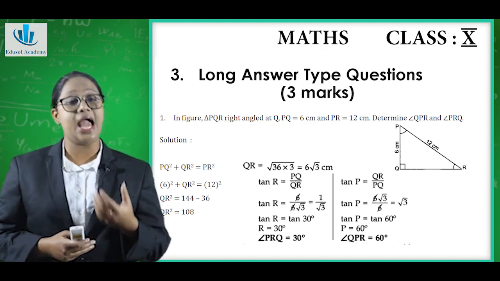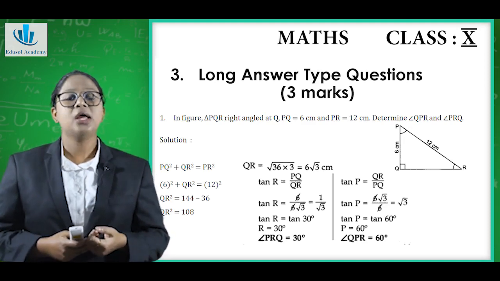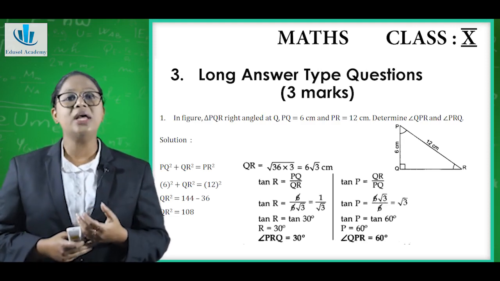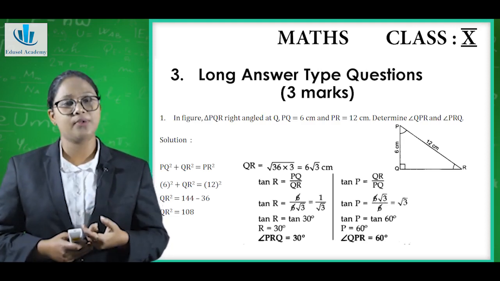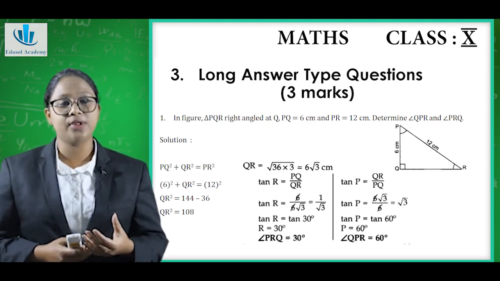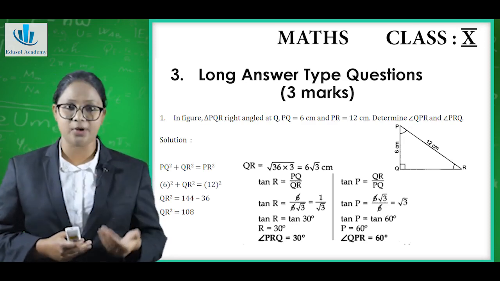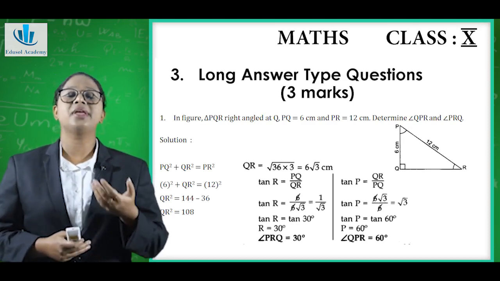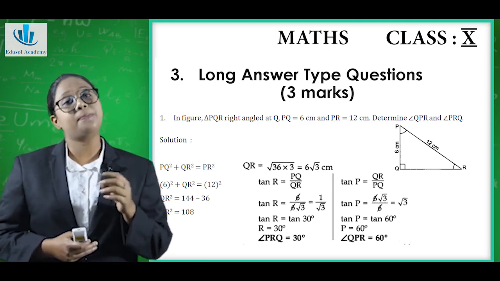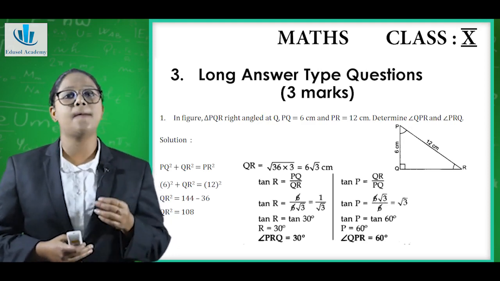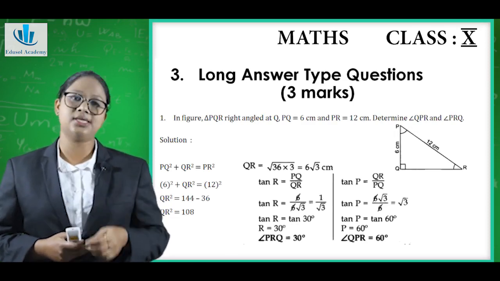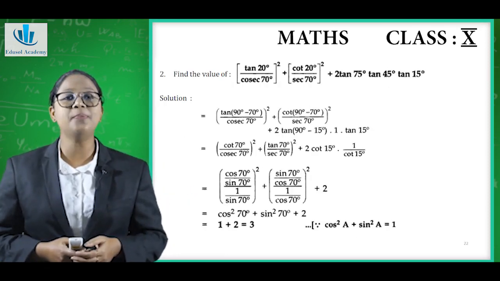Now we are supposed to find angle QPR and angle PRQ. We can apply tan of angle R or angle PRQ is equal to PQ by QR. We will get it as 1 by root 3. So tan some angle is equal to 1 by root 3, and tan of 30 is 1 by root 3. Therefore angle R is equal to 30 degree. So angle PRQ is equal to 30 degree. Similarly, tan P can be equated to QR by PQ, and upon cancelling we will get angle QPR as 60 degree. Here comes the next question.